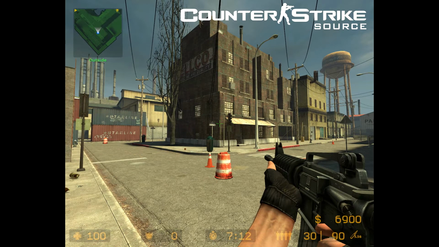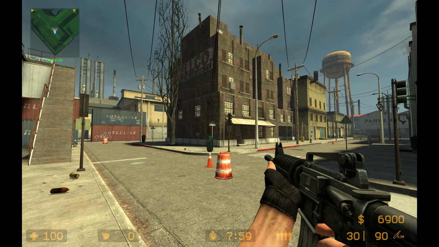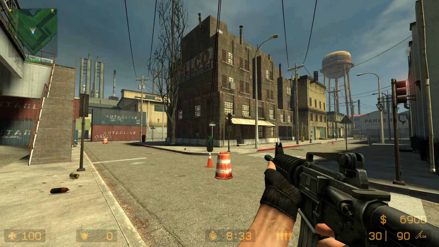Here's how a proper widescreen support is done. See how no visual information is lost when going to a wider aspect ratio?